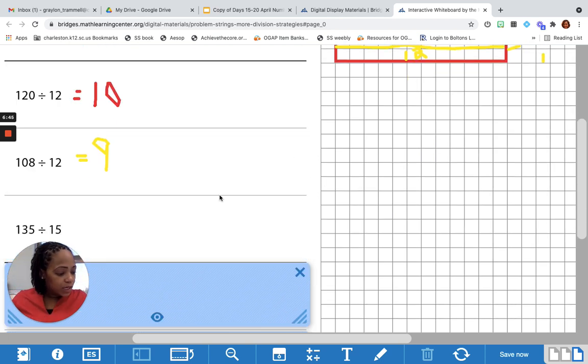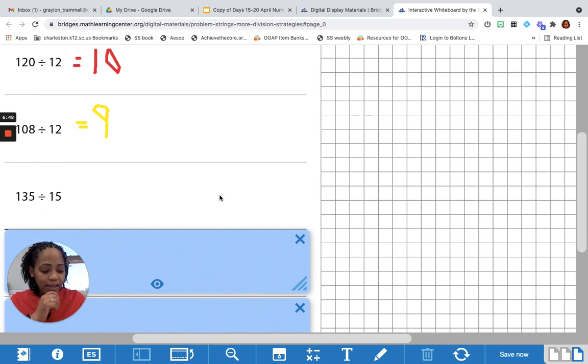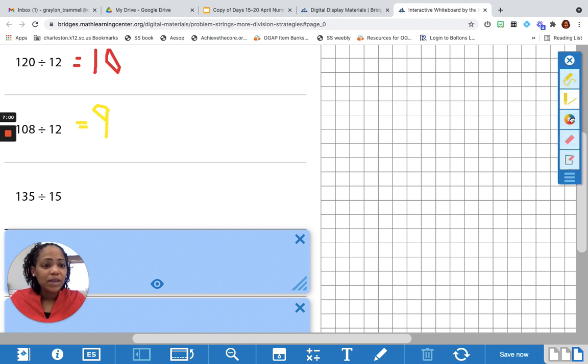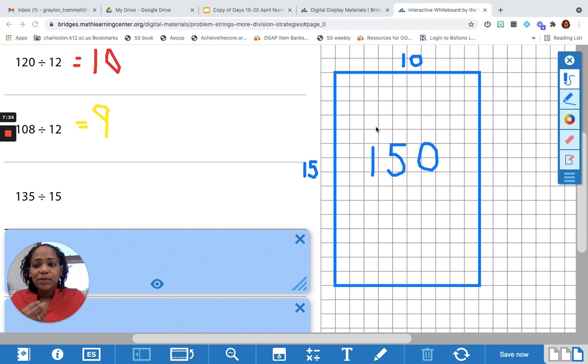Let's look at 135 divided by 15. But we are connecting multiplication and division together today. So here's what I am going to do, and I want you to kind of follow along with me here. I am going to do 15 times 10 because I know my tens times tables, right? I can easily figure it out. So I'm going to go ahead and make my area model to represent 10 times 15. Okay, so here is my array for 10 times 15, which is 150.